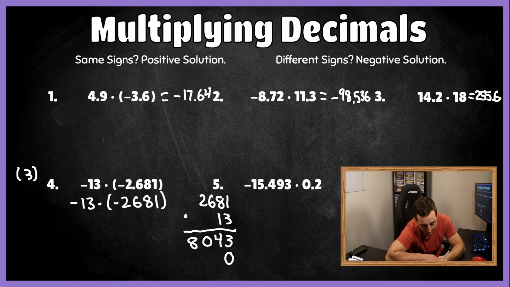1 times 1 is going to give us 1. 1 times 8 is 8. 1 times 6 is 6. And 1 times 2 is 2. And then we can add these. I think I can cram this down at the very bottom here.